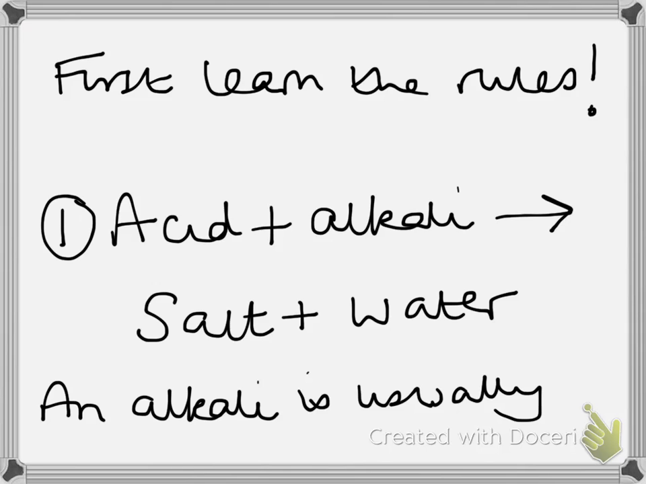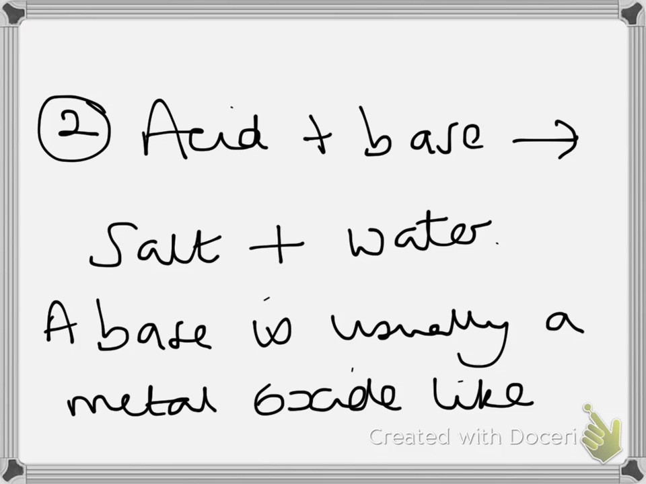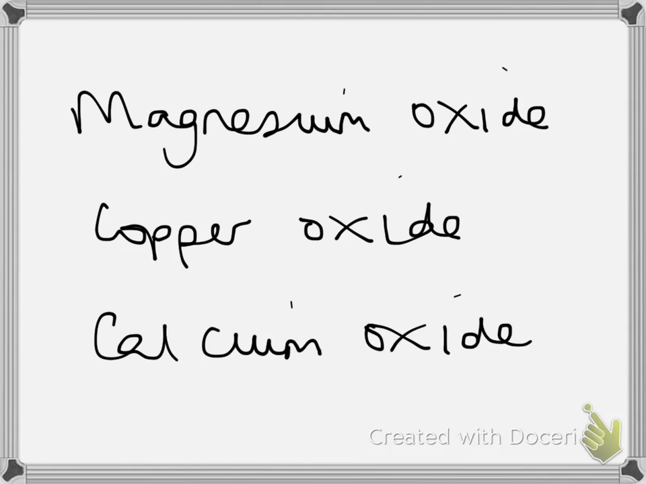So the first one is you have to identify whether a chemical is an acid or alkali, because an acid will react to neutralise an alkali to make salt and water. An alkali is usually a hydroxide, so we're talking about sodium hydroxide, potassium hydroxide from group 1, or calcium hydroxide from group 2. The second rule then is where your acid reacts with a base, and the base will neutralise the acid to make salt and water. A base is usually a metal oxide like magnesium oxide or copper oxide, possibly even calcium oxide. These will neutralise the acid but generally are insoluble.